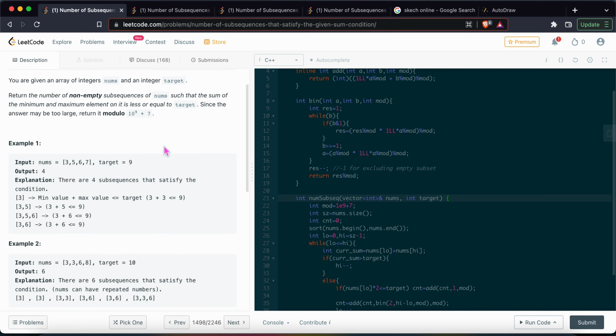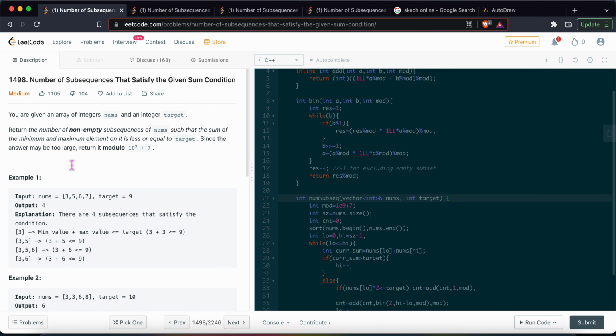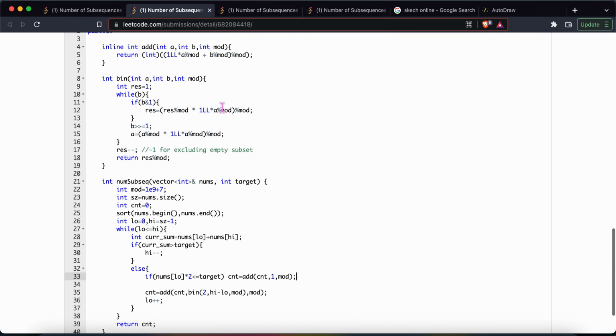In this question we have to find the number of subsequences where the sum of the smallest and greatest element in that subsequence is less than or equal to the target. Okay, so I will now explain the first solution.